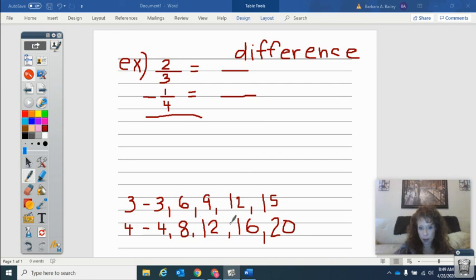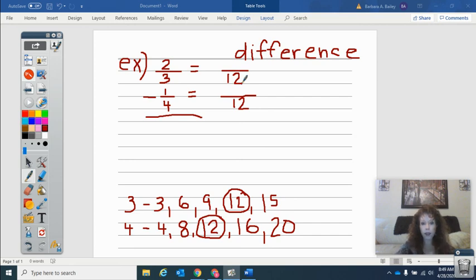Do I have any 3s? No. Do I have any 6s down here? No. Do I have any 9s? No. Do I have any 12s? Yes. So 12 is my lowest common multiple. All right. So I have a 12 here, and I have a 12 here.